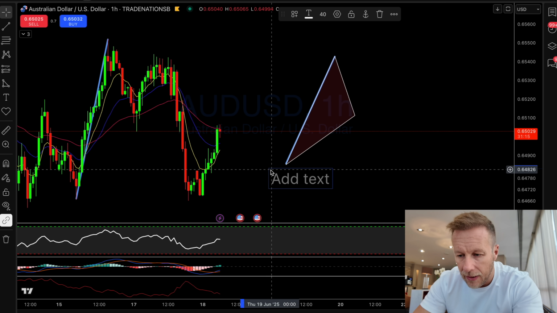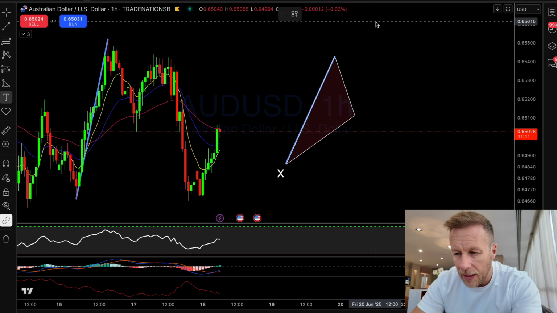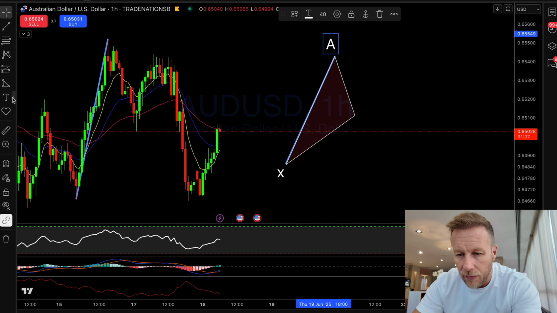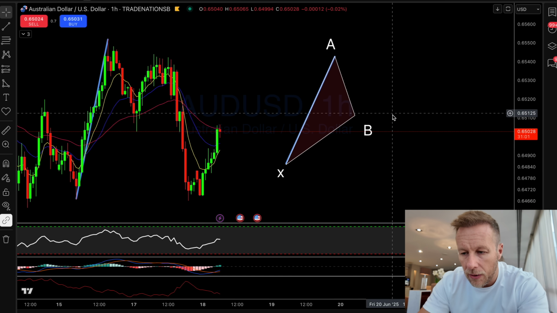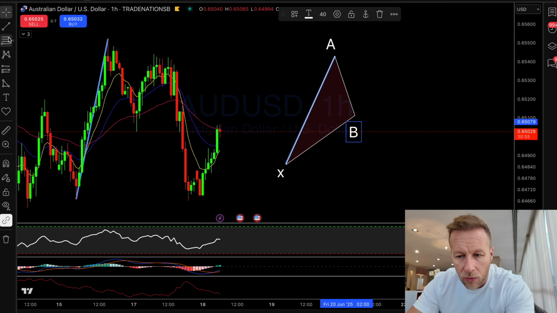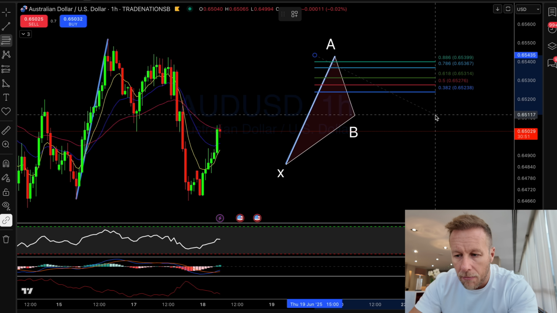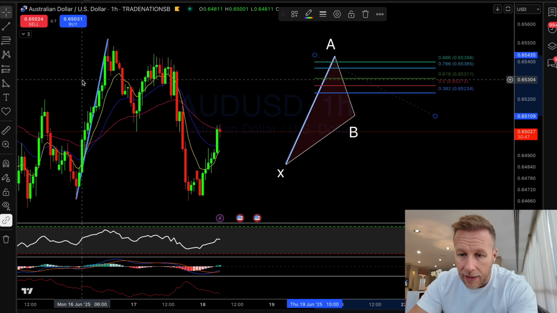So this is the X point, okay, this is the A point, right? Now we've got our XABCD patterns, or ratio patterns. This is our B point, right? So now we've got our B, what we need is a C leg. And the C leg rules are from A to B, Fibonacci retracement, we must hit the 382 but not violate A, okay?